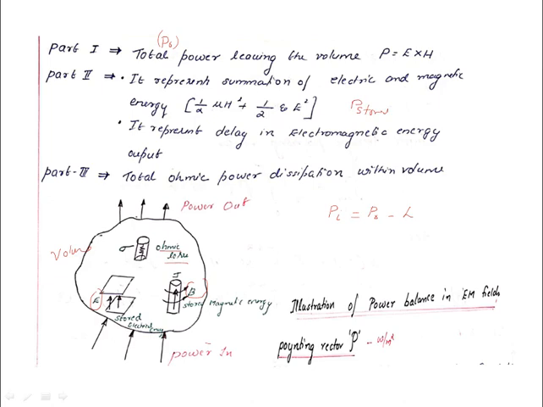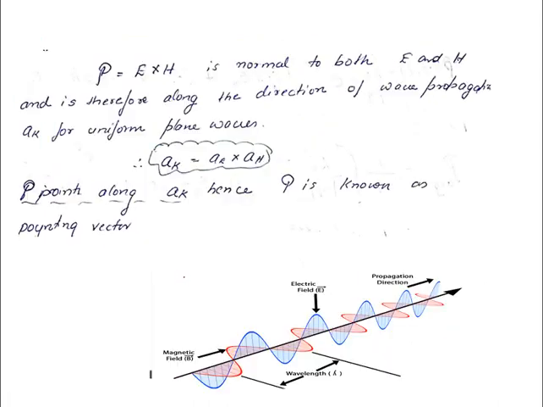So this is how the Poynting theorem is explained. See, the Poynting vector P is equal to E cross H. It is normal to both E and H, and therefore it's along the direction of propagation of wave. So if aE is the unit vector along E and aH is the unit vector along H, then aE cross aH will be aK, the unit vector along the propagation. So P points along the aK direction. See, this is the aK direction we are saying. So this is known as Poynting vector. So that's all about Poynting.